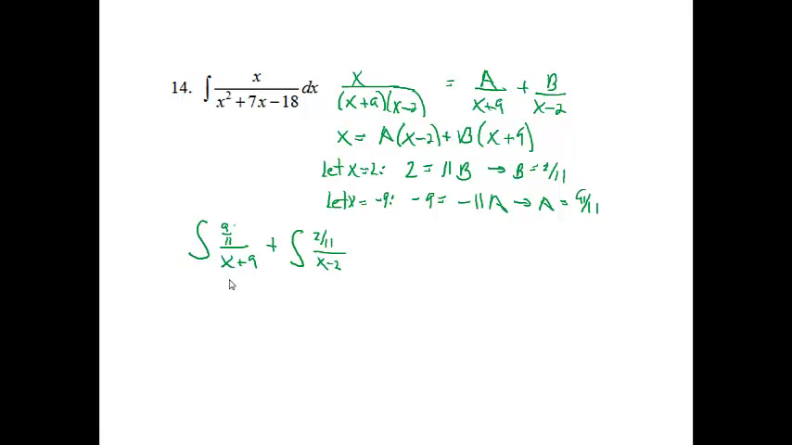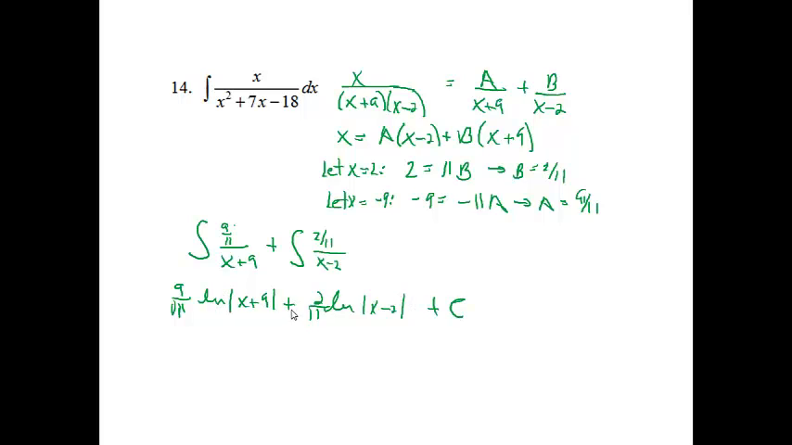And then I'm ready to go ahead and take the integral. I'll get 9/11ths natural log of x plus 9 plus 2/11ths natural log of x minus 2. And then since they're, whoops, we can't put them together yet. I think in my answer I just left it like that.